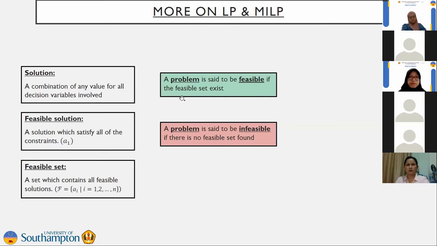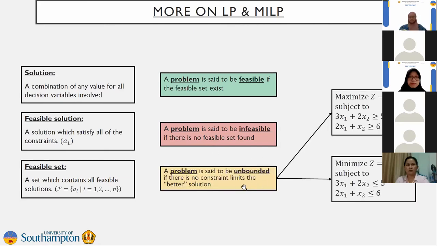So a problem is said to be feasible if the feasible set exists. So there is a correct solution. Let's say that there is one feasible solution. It means that the problem is feasible. And the second problem is said to be infeasible. It means we cannot find any feasible solution. From the analogy, if we want to find a partner and we cannot find any, it means that we're single from time to time. But then the point is that an infeasible problem means that we cannot find any feasible solution. In other words, there's no feasible set, or it's just an empty set.